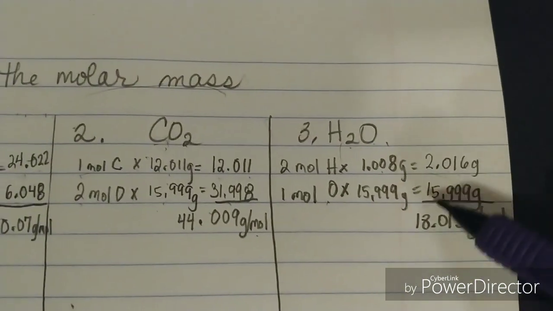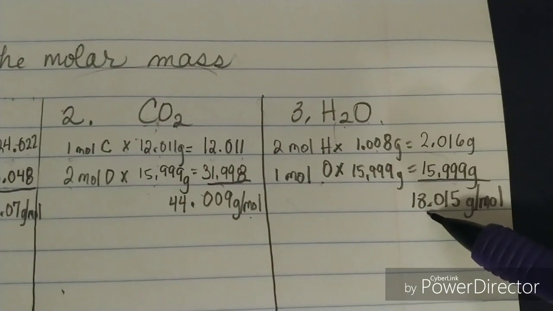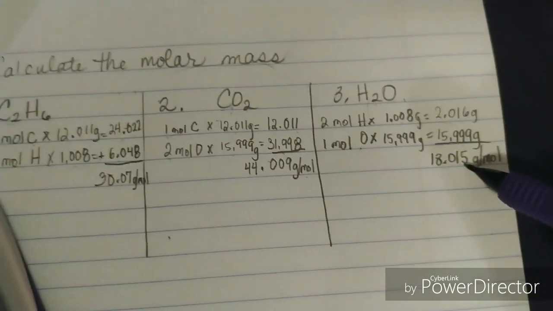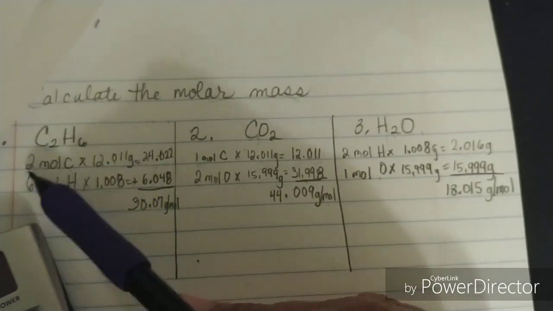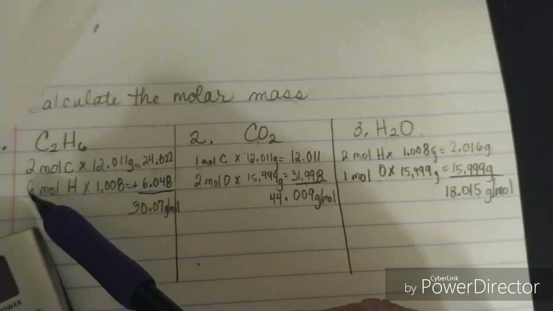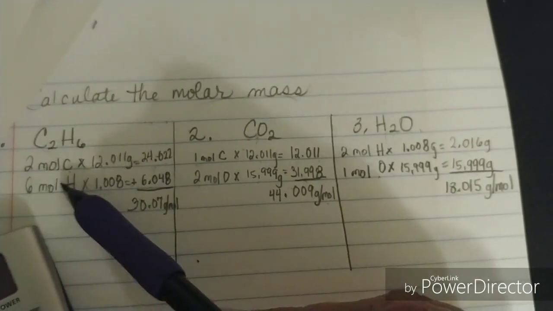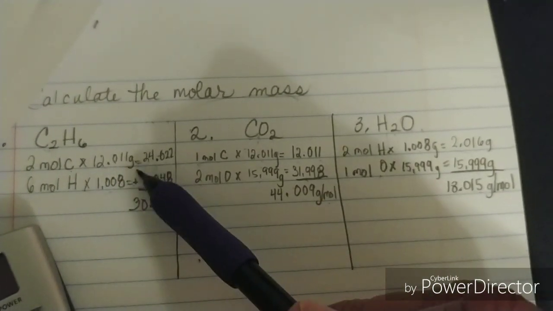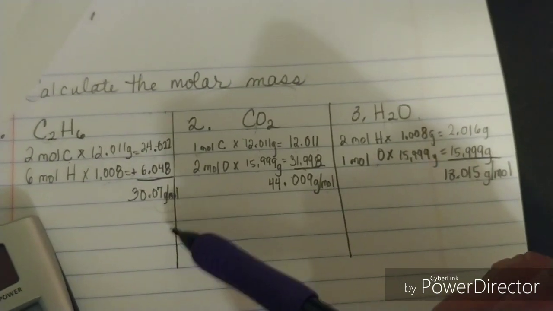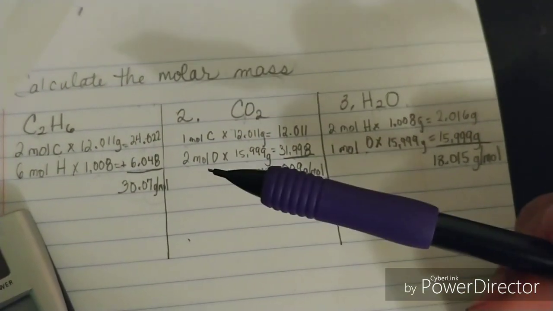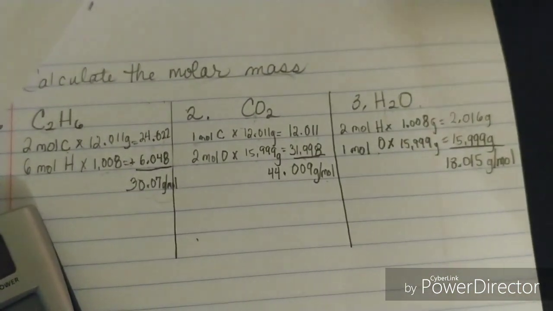Okay, so adding the 2 numbers, we get 18.015. So pretty much the same steps. Separate the elements, find out how many moles each element has, multiply by those masses on the periodic table. Those answers, add them up, and there's your molar mass. Simple steps, and that's what you do every single time.